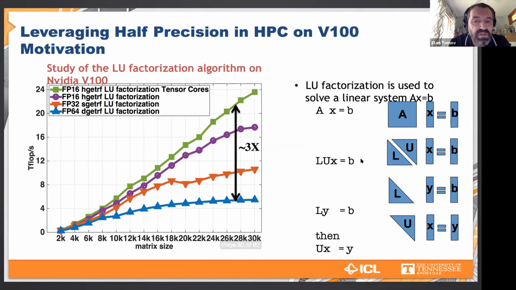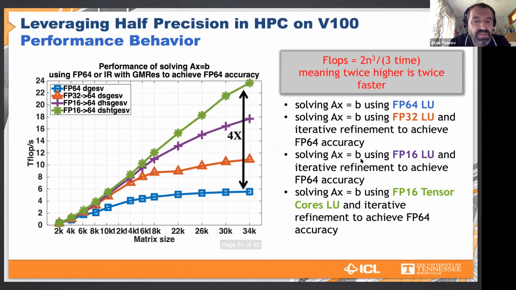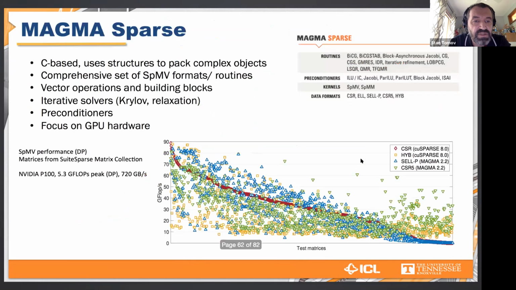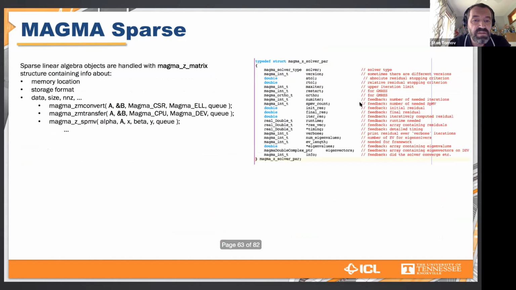Mixed precision, we already talked about this, very big speedups, just making sure we can use the lower precision calculations. MAGMA has a sparse component. Most of this is actually overtaken by the Ginkgo library that started as the MAGMA sparse, but we still support whatever is the most basic functionalities of different routines, preconditioners, kernels, and data formats.